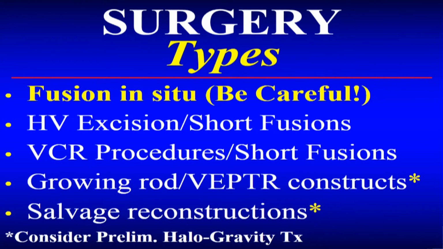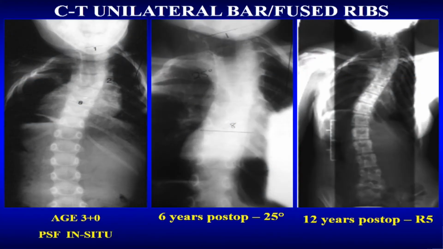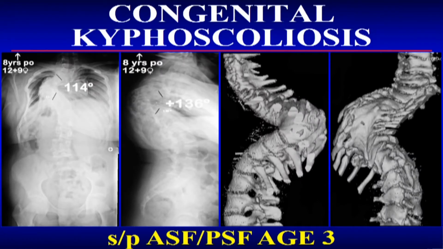The first is fusion in situ, which I emphasize to be careful with, because often, especially in the early onset patient, it can lead to progressive deformity. There's potentially a good reason to do an in situ fusion of a cervicothoracic unilateral bar with fused ribs, and 12 years post-op this patient has fairly good control of the proximal thoracic curve, with some progression of an idiopathic curve below.